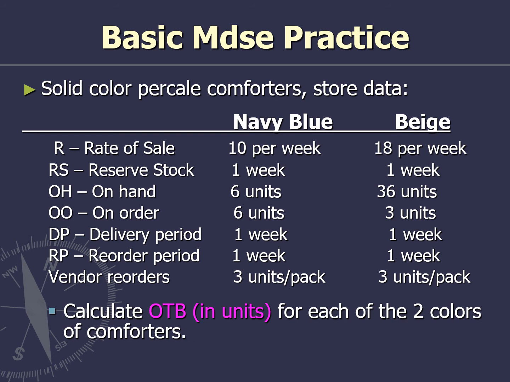Okay, so first we want to calculate the open to buy. So how many units can we buy for each of these 2 colors of comforters? We can do the calculation for the minimum and maximum, and then finally we get the open to buy. Then we can convert that into packs of 3 units, so you know how many packs we can purchase for each color. Okay, so let's work on that first. Let's calculate open to buy in terms of the number of units first. Let's pause the video.